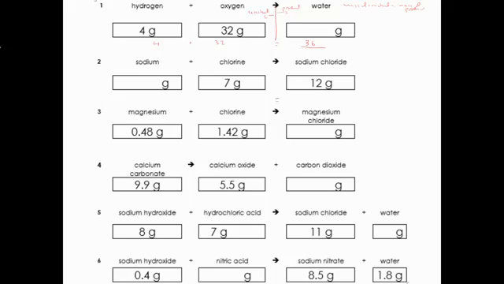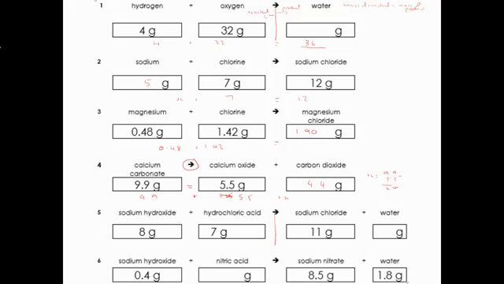Okay, so hopefully you've got here, so you've got x plus 7 equals 12. So x is 12 minus 7, which is going to be 5. Here we've got 0.48 plus 1.42 equals, so that's going to be 1.90 grams. And here we've got 9.9 plus 5.5. Oops, sorry, I've made a mistake, my arrow's here, so 9.9 has to equal 5.5 plus x. So x is going to be 9.9 minus 5.5, so that's going to be 4.4.